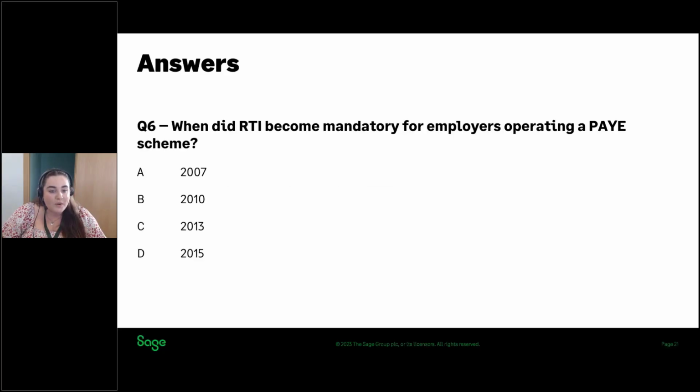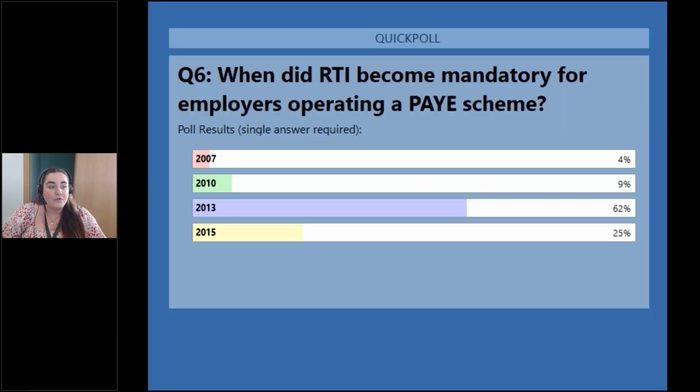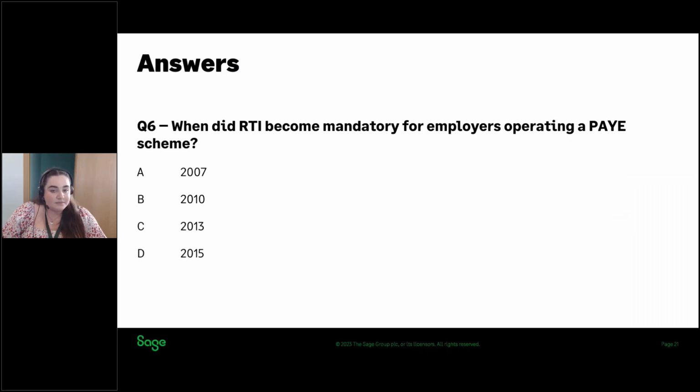We'll start with question number 6. I'll share those results and see what you all thought. So mixed answers here. We've got 4% saying 2007, 9% 2010. Most of you, 62%, said 2013, and 25% have said 2015. So the correct answer is 2013. So well done to most of you who got that right.